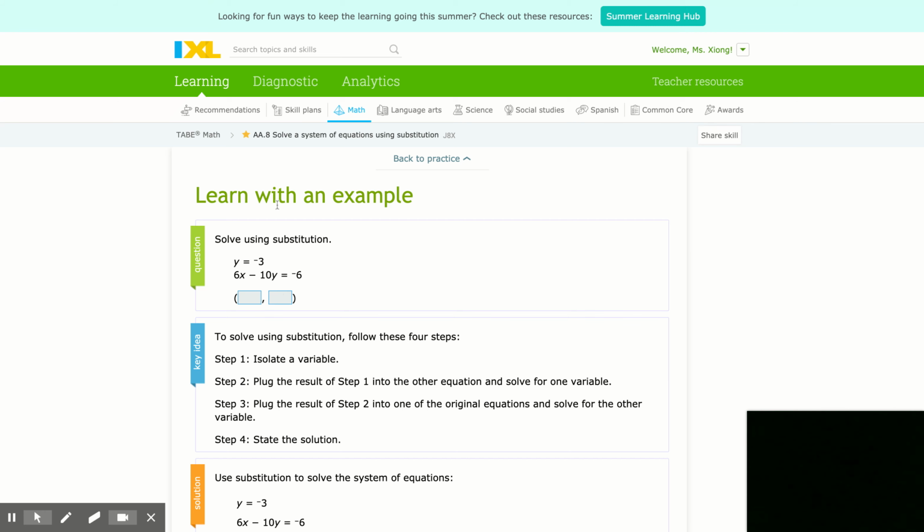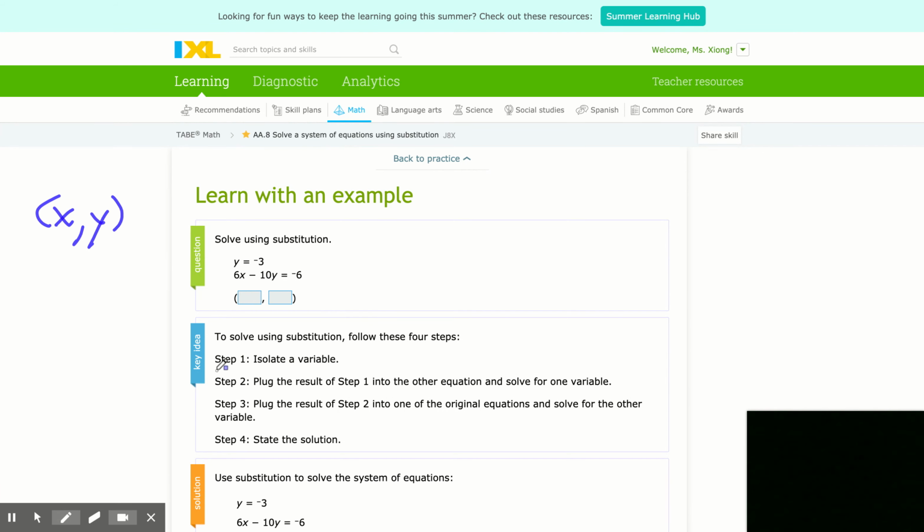Right, this time we're going to use substitution to solve the system of equations. Sometimes you're going to be given two equations, and you will not be graphing to figure out what the solution is. Remember, the solution is where they intersect. So sometimes you have to figure out x and y without graphing, and sometimes you're just given two equations. In order to do this, there are 4 steps that will help you solve this.